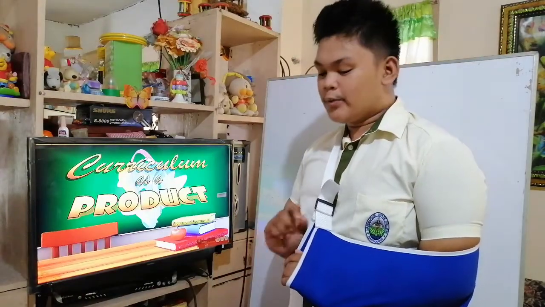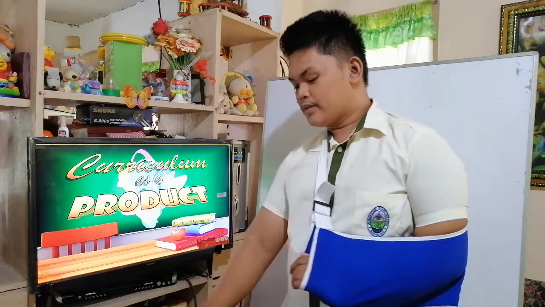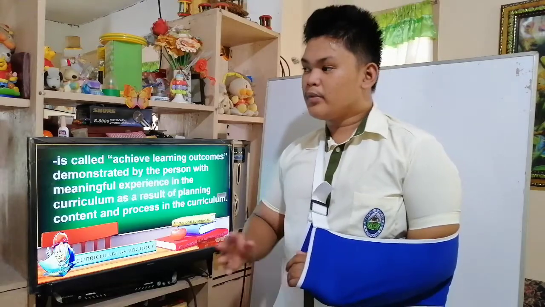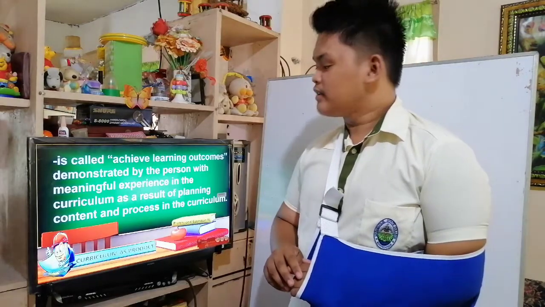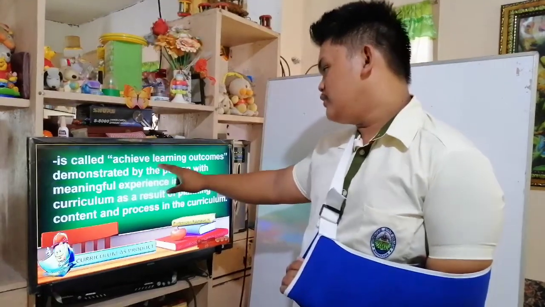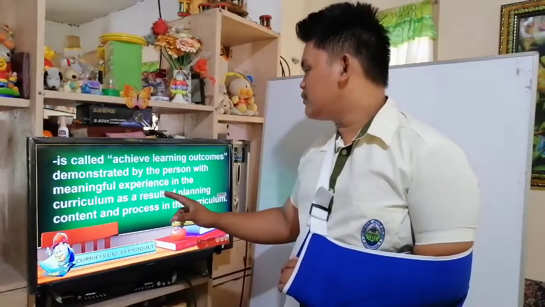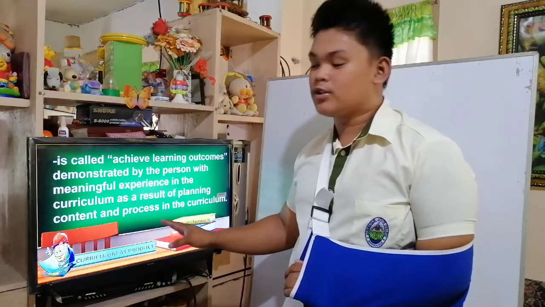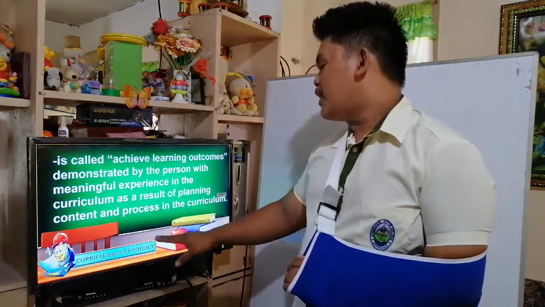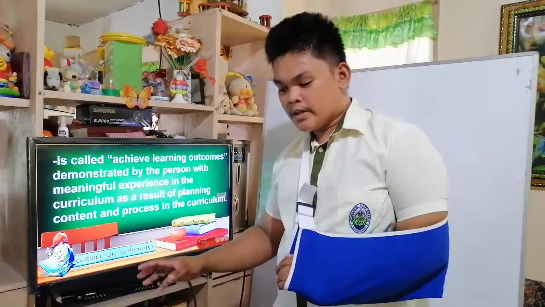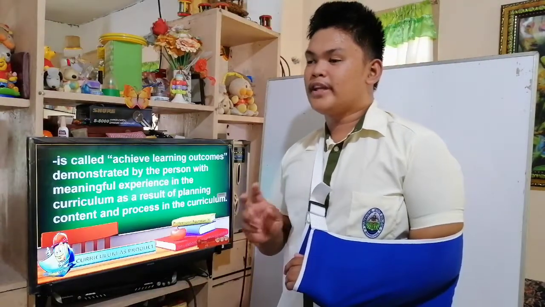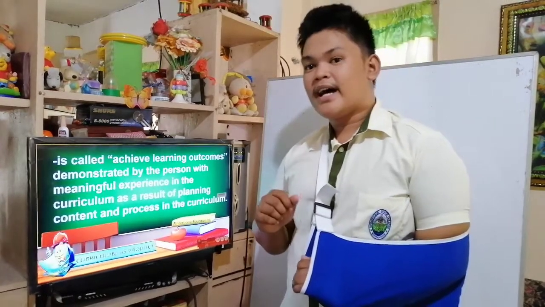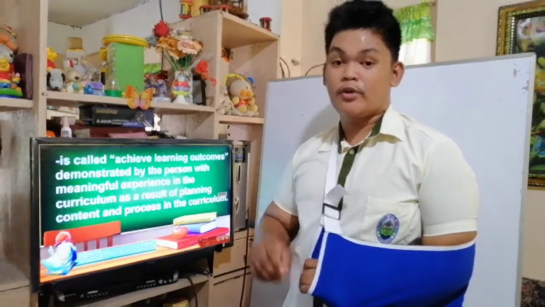Next, we move on to the curriculum as product. When we are approaching curriculum as a product, it is called the achieved learning outcomes, demonstrated by the person with the meaningful experience in the curriculum as a result of learning content and process in the curriculum. Now, the goal of education here is to develop the students' values or behaviors.